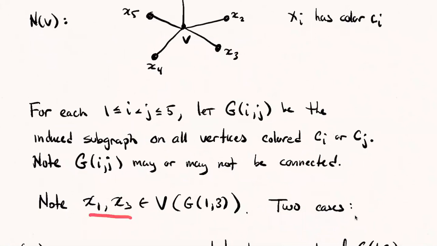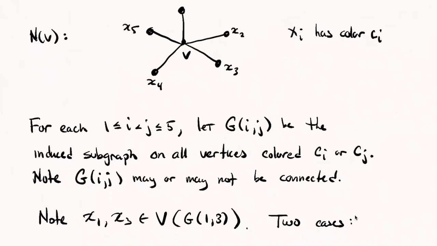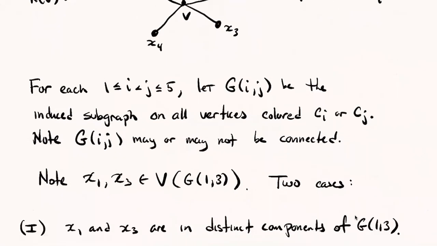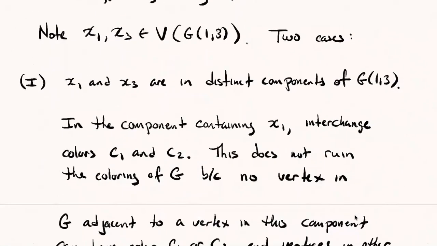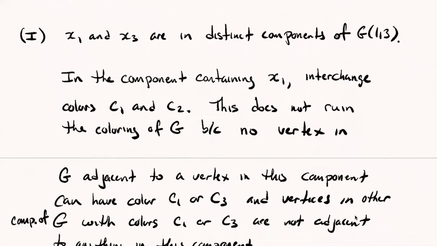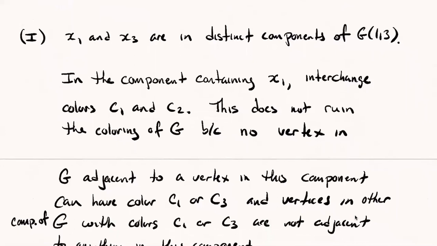Let's notice that by definition, the vertices X1 and X3 would be in the vertex set of G13 because X1 has color 1 and X3 has color 3. So we're going to look at two cases. The first case is that X1 and X3 are in distinct components in this graph. It's a disconnected graph and X1 and X3 are in different components. So in the component that contains X1, every vertex in there is color 1 or 3. Or sorry, oops, typo.